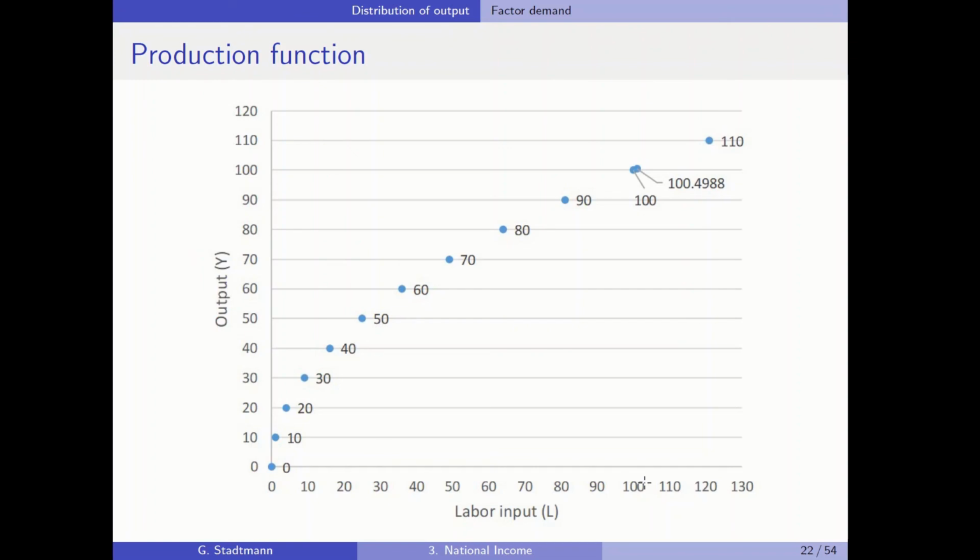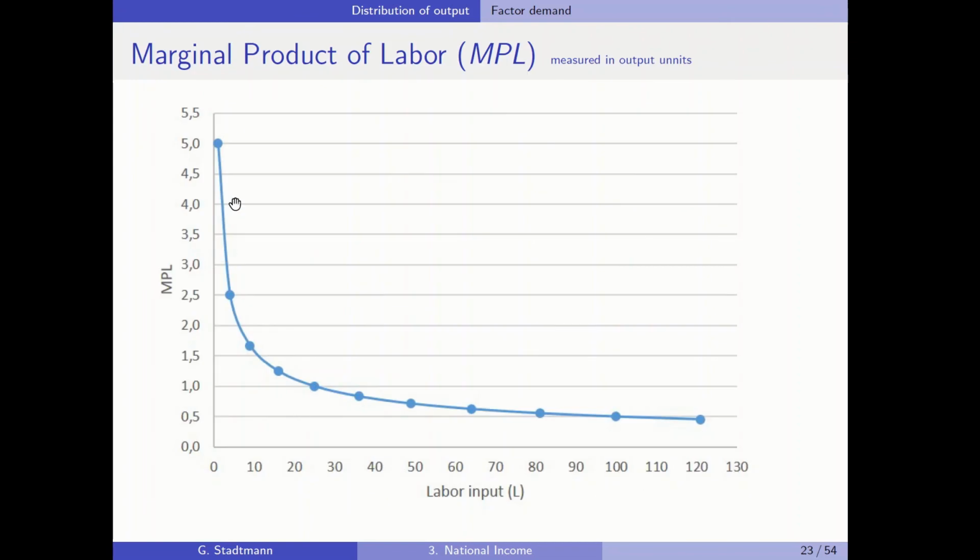And this is highlighted in the next slide, where we plot the marginal productivity of labor. The marginal productivity of labor is measured in output units, and it is the case that the marginal productivity of labor is a downward sloping curve. So in our numerical example, it was the case that the labor input was equal to 100, and hence the marginal productivity of labor was equal to 0.5.